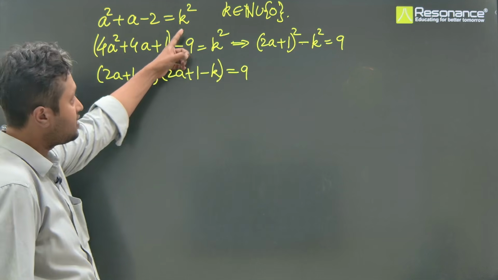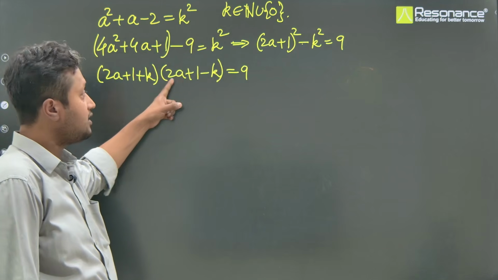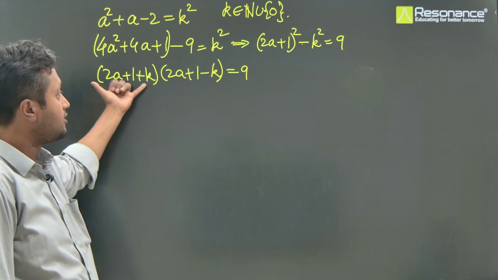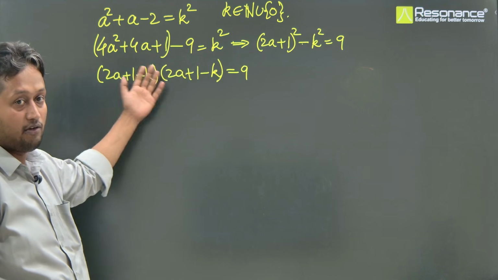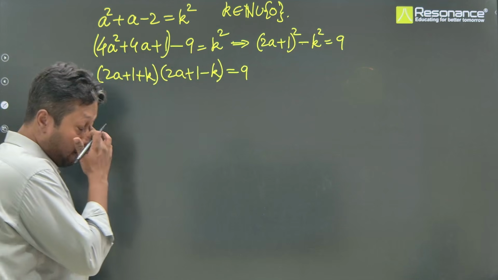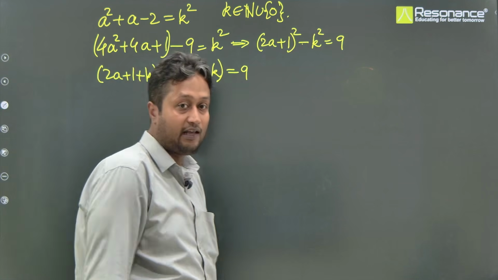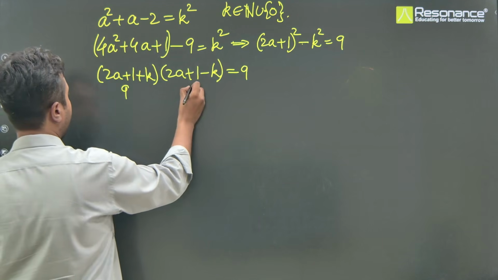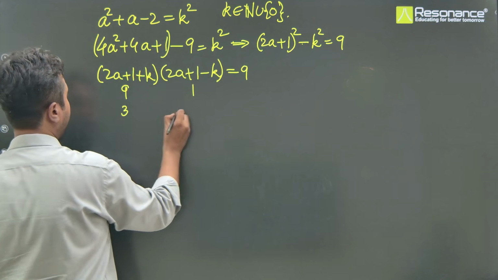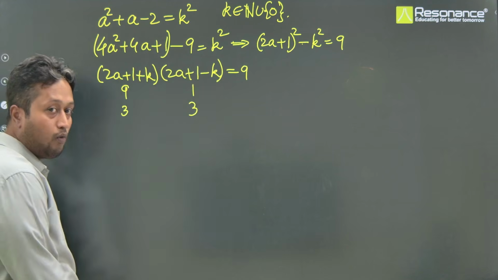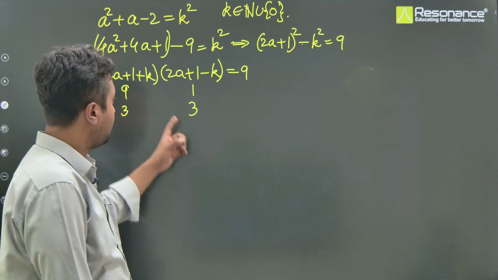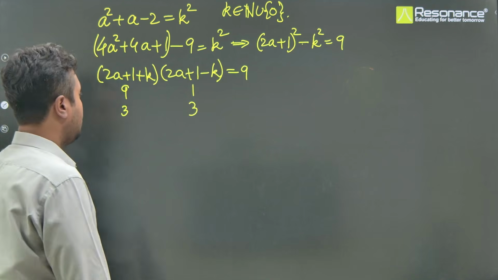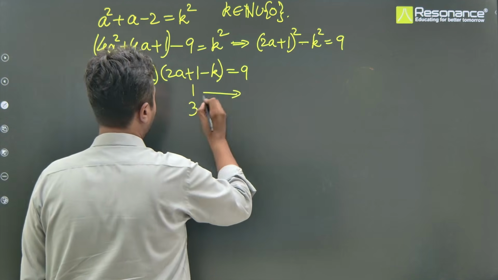Now, since k is greater than or equal to 0, this number is greater than the second factor. And since this is positive, that must also be positive. In fact, both of these are positive divisors of 9. They are in fact complementary divisors. So the options would be 9 and 1, 3 and 3. 1 and 9, I don't want to allow that because that would say k is negative. So let's see what conclusion we get over here.